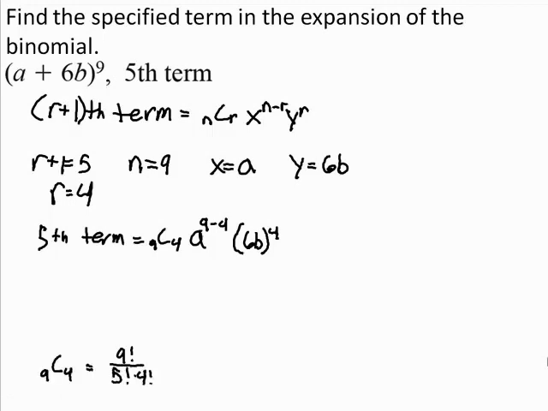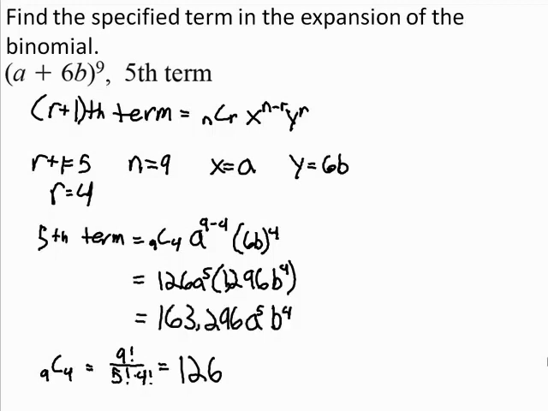9C4 is equal to 9 factorial divided by 5 factorial times 4 factorial, which is equal to 126. The fifth term is 126 times a to the 5th power times 1296b to the 4th power. This simplifies to 163,296 a to the 5th power b to the 4th power.